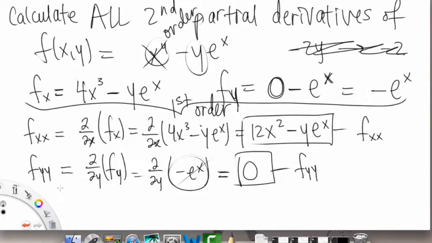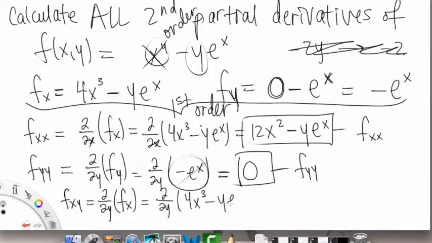Now we're going to move on to our mixed partials, right? So let's do f sub xy. Remember, we have to be careful. That means differentiating with respect to x first, and then our y goes on the outside. So we're going to differentiate 4x to the third minus y e to the x with respect to y. The first term goes away, and the second term becomes a negative e to the x.